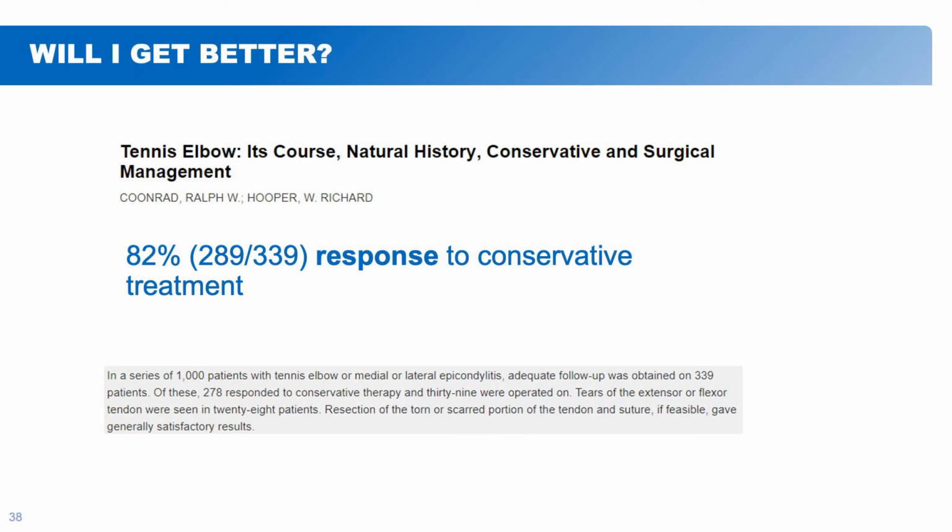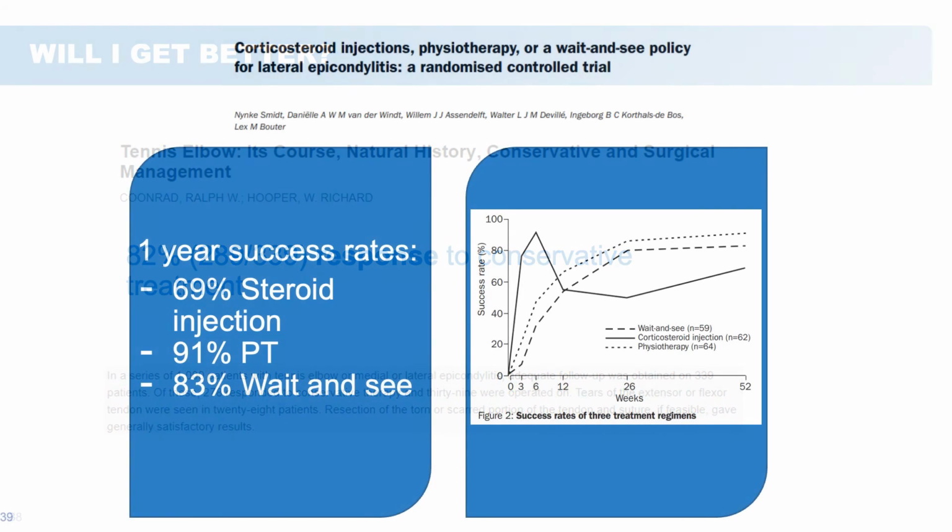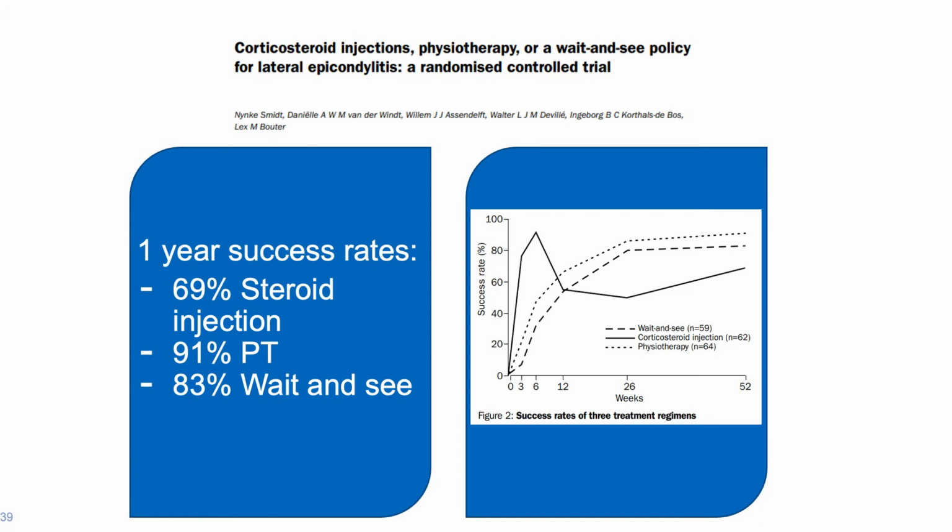So here's another slide that talks about the success rates of different types of treatments. 69% got better with steroid injections. 91% of individuals got better with physical therapy, but 83% of individuals actually got better with a wait-and-see approach. So this shows that actually wait-and-see was more successful than steroid injections on their own. I typically avoid steroid injections as a first-line treatment for this because there's often tears present, and while it may result in short-term improvement of symptoms, these symptoms often return and are similar to what they were before the injection.